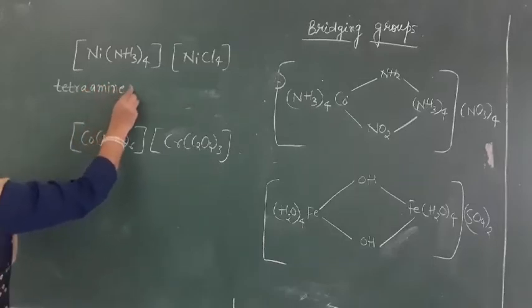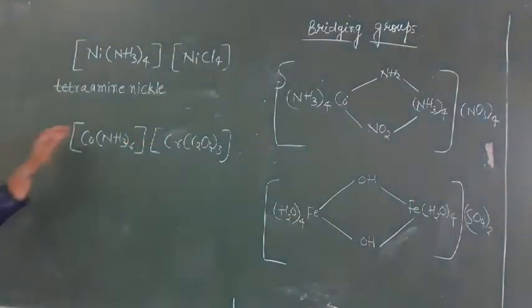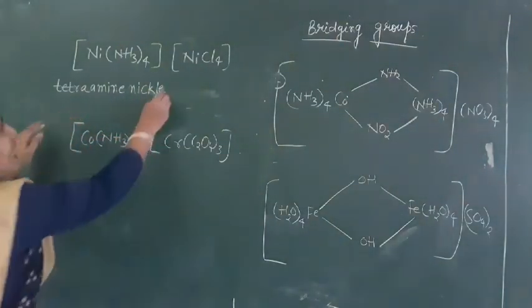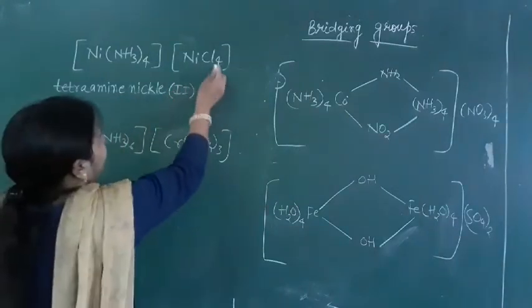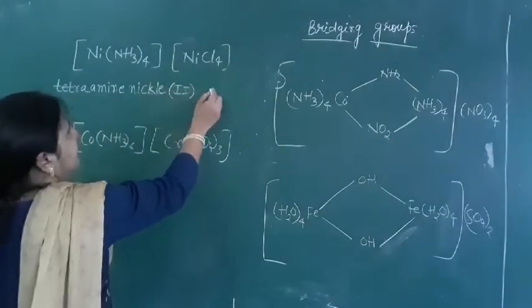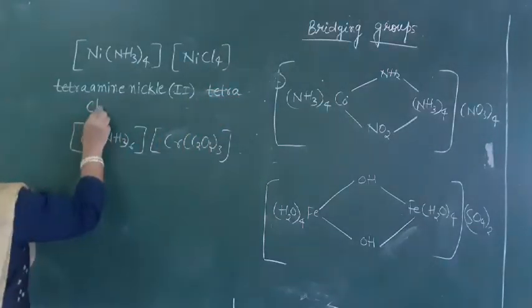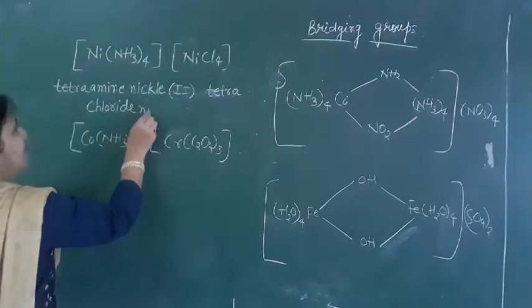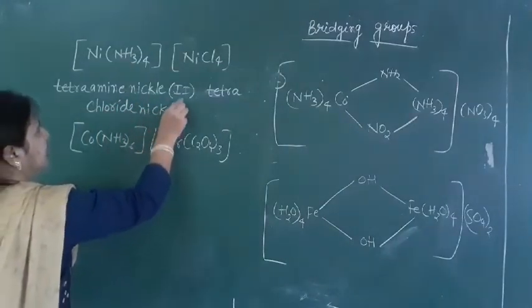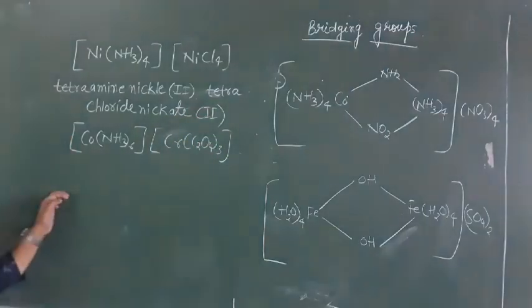Tetraamine nickel. Because it is a cationic complex, the metal name will be as it is here, and the oxidation state is what here? 2 here. Next write down here for this anionic complex tetrachlorido nickelate. What will come here? Nickelate 2. That's it. You have to write like this.